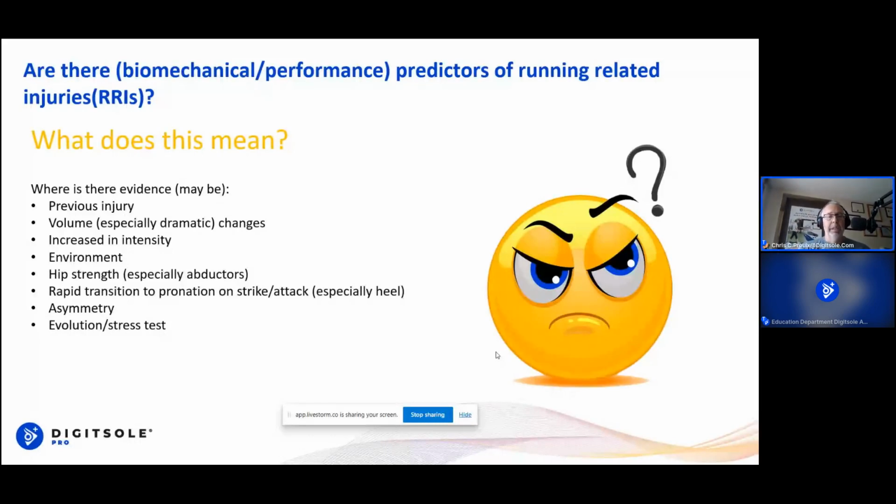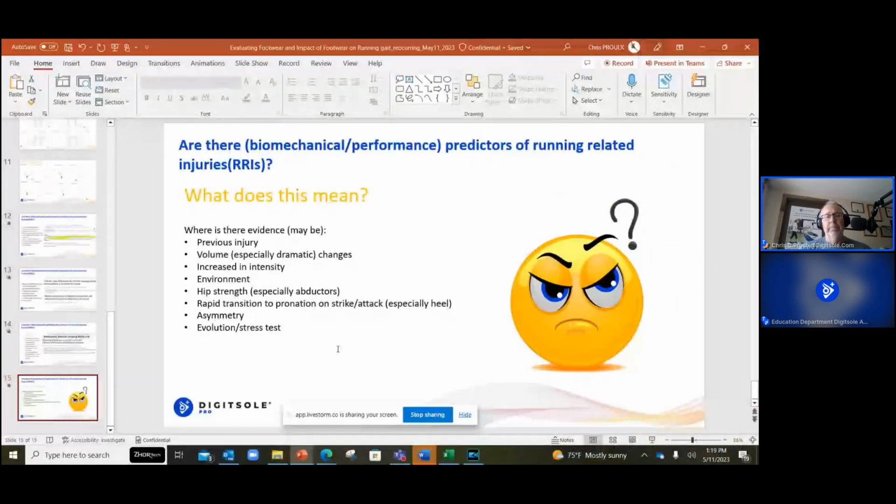And then there are some other individual factors, which in the elderly, I know for a fact from some of our research, we've shown there is some better predictability to it. I talk a lot about asymmetry, and we'll do that in a moment here as well. And then I think the evolution and stress testing and following some of this data is going to give us some better opportunity.